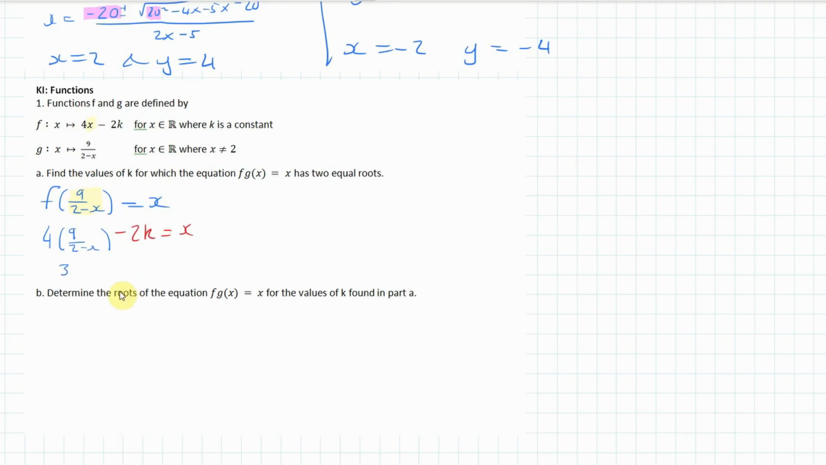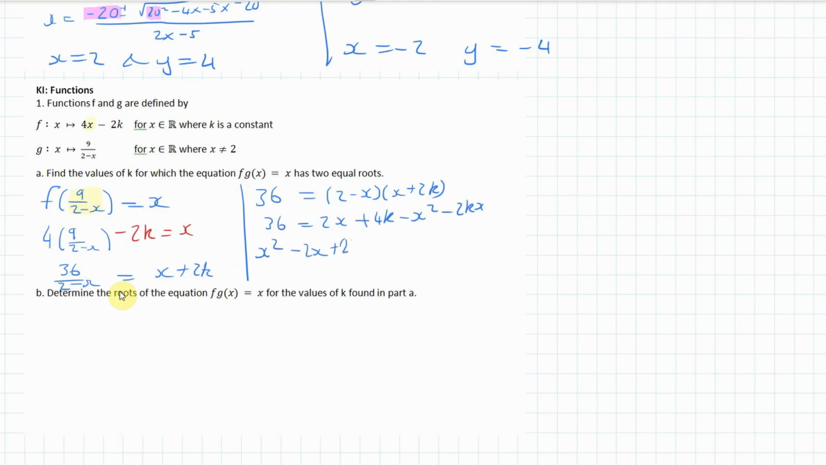Okay, so we get 36 over 2 minus x equals x plus 2k. Now I'm going to do what I said I was going to do before, but this time I've got 2 minus x into x plus 2k. I'm going to expand that bracket to get 2x plus 4k minus x squared minus 2kx. I'm going to bring everything across to the left hand side, x squared, and then I've got minus 2x plus 2kx plus 36 minus 4k equals 0.